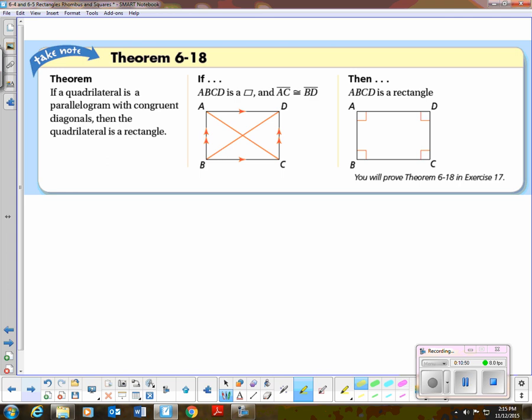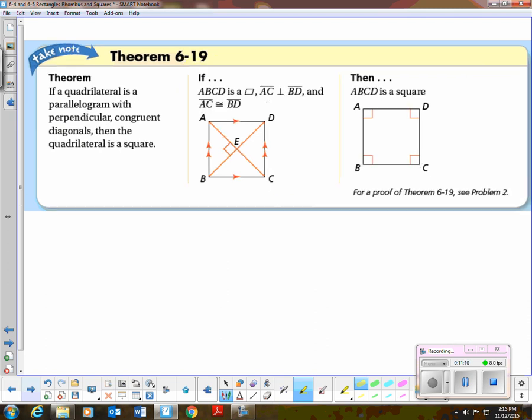I know if a quadrilateral is a parallelogram with congruent diagonals, then the quadrilateral must be a rectangle. So I'm saying if I got a four-sided figure and I know the diagonals are congruent, it has to have four right angles and be a rectangle. All right, so again, get this one into your notes. All right, remember, we don't want to know the theorem numbers. We want to know what they say. All right, and so here's another one.